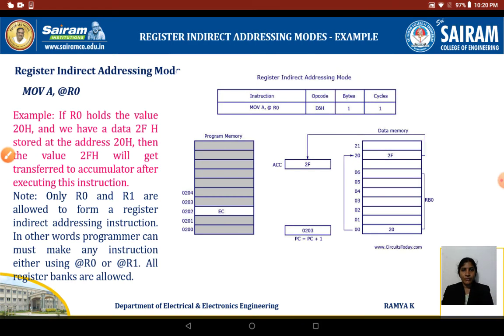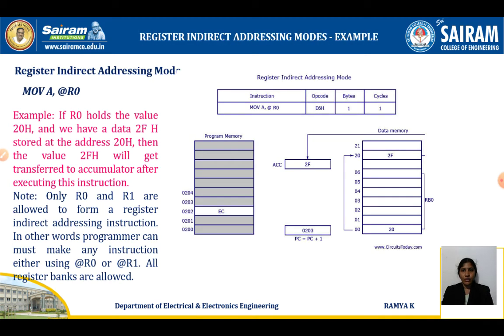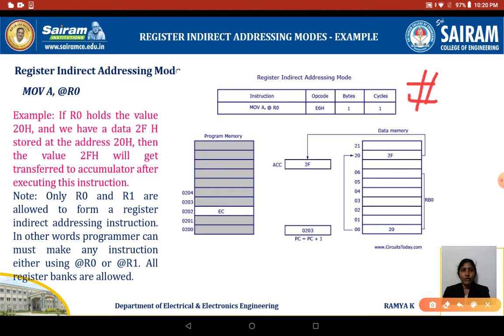Next is your register indirect addressing mode. In register indirect addressing mode, you are going to use only R0 and R1. In case of immediate addressing mode, you will be using hash followed by the data. In case of direct addressing mode, without this hash symbol, if you specify the data, then it is going to be your direct addressing mode. In case of register addressing mode, you will be using the register number, bank of registers, to access the data. In case of indirect addressing mode, you will use only R0 and R1.